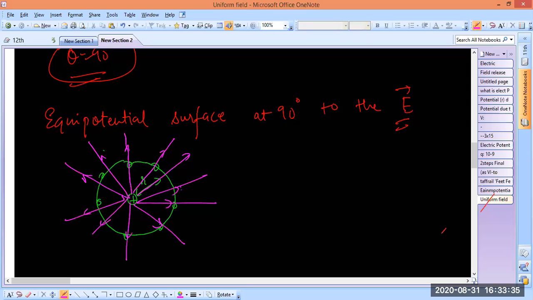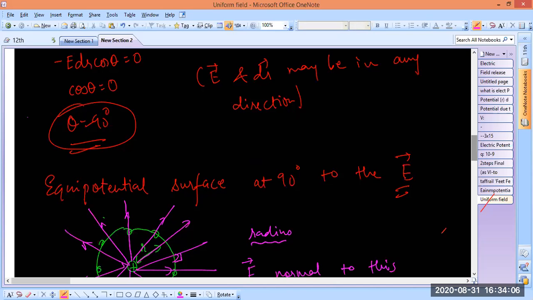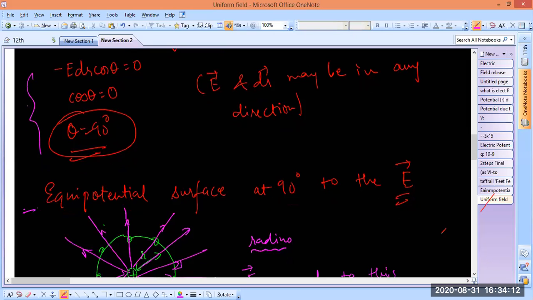At every point, because it's a sphere, the radius is always perpendicular to this surface, right? That's what we already know. We talked about it in the first chapter. So that's why the electric field, which is in the direction of the radius, is always normal to this equipotential surface. And that is always going to happen because of this little calculation that we are seeing. It explains why an equipotential surface should always be at 90 degrees with the electric field.